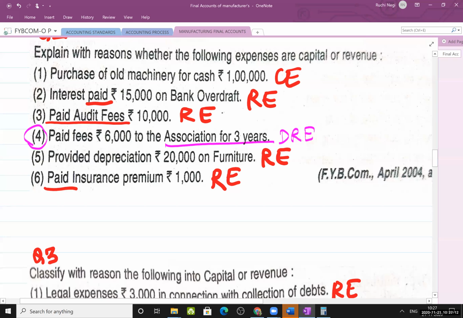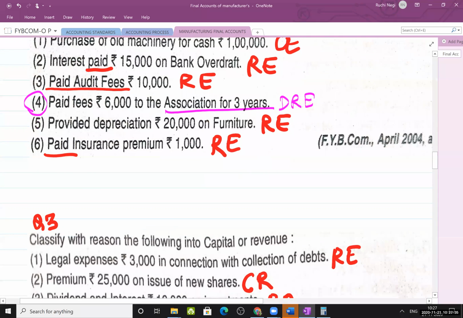Next, paid fees 6,000 to the association for 3 years. So you have joined some association जिसको तुमने 6,000 रुपया दिया है और 3 साल का तुमने दे दिया है. Okay, so this is a deferred revenue expenditure. Okay, you have paid it in the current year, but benefit is there for the coming 3 years. Okay, yeah, so this is called deferred. Deferred means defer का meaning होता है future, postpone.